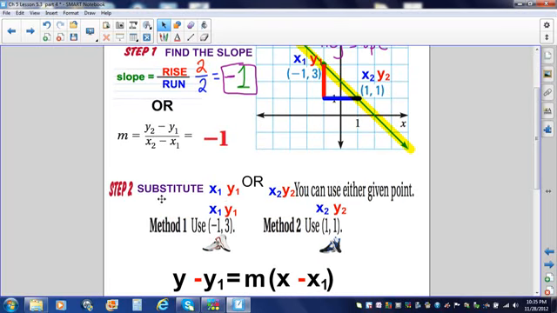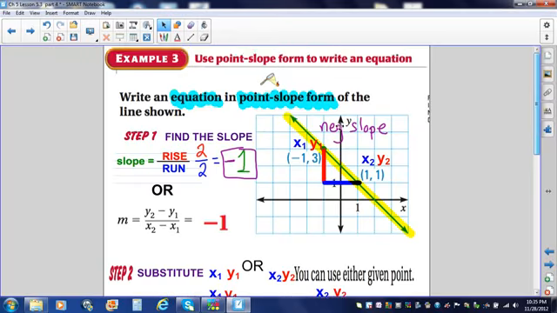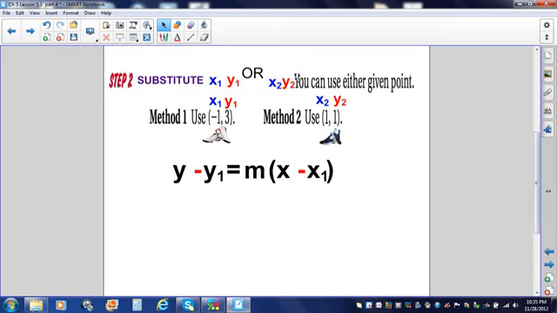Step number 2, please write in your spiral. Step 2, you're going to substitute x1, y1, or substitute x2, y2. Remember, the question asks us to write the equation in point slope form. You can use either given point. So you can substitute in x1, y1, or you can substitute in x2, y2. I'm going to substitute in x1, y1.